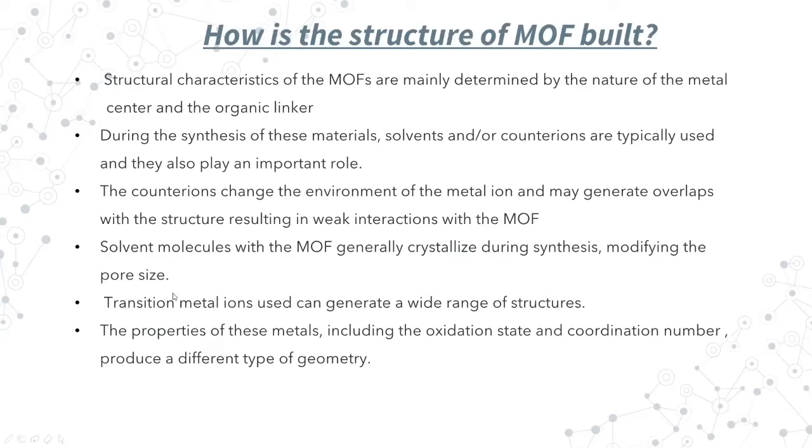As we know, the transition metal plays an important role as a compound that can generate a wide range of structures. The properties of this metal, including the oxidation state and coordination number, can produce different types of geometry.